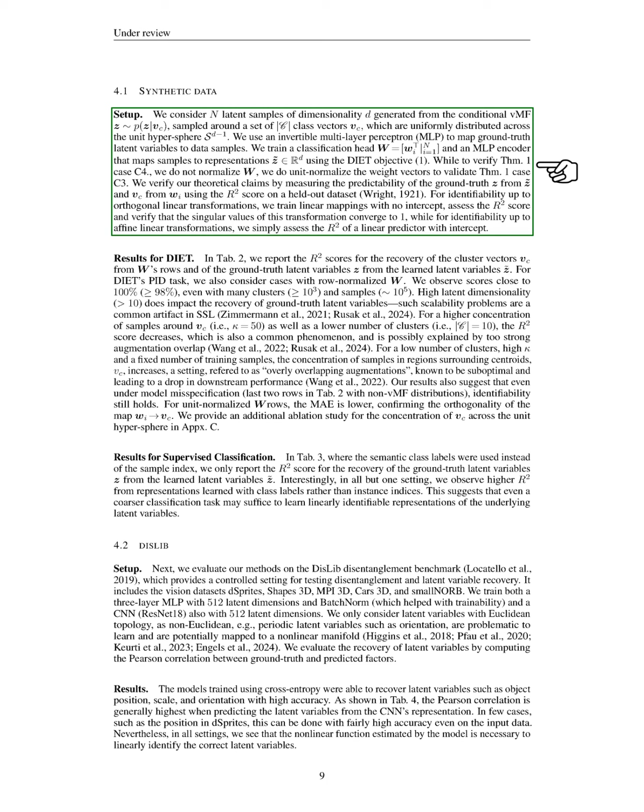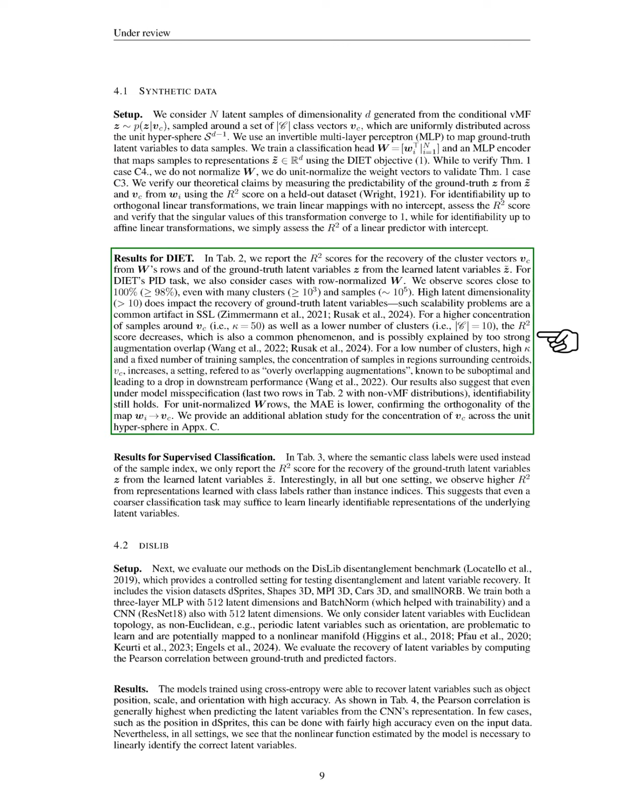Section. Results for DIET. In this section, we present the results for DIET. In our table of experimental results, we show the R-squared scores for recovering cluster vectors and ground truth latent variables. For DIET's PID task, we also look at cases with row-normalized data. We find scores close to 346, even with many clusters and samples.